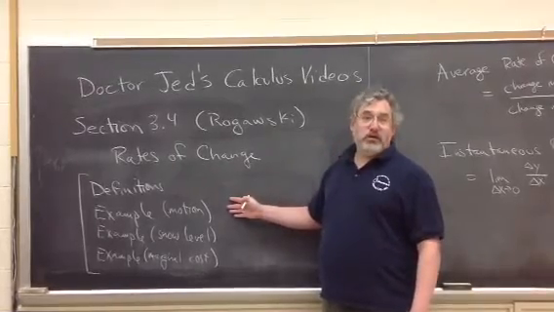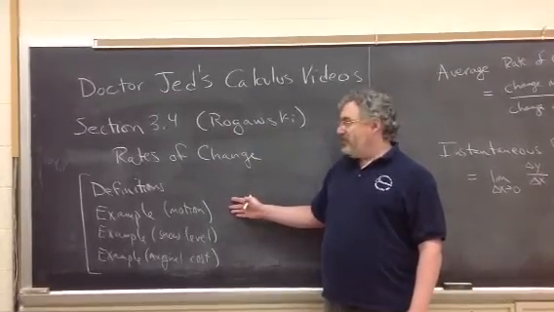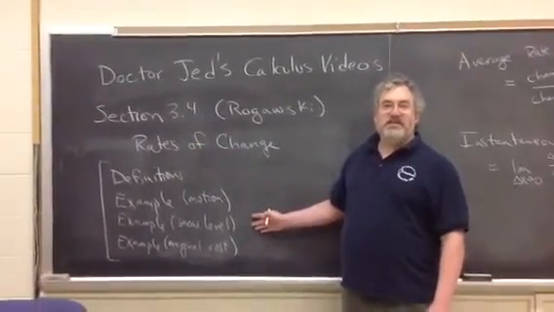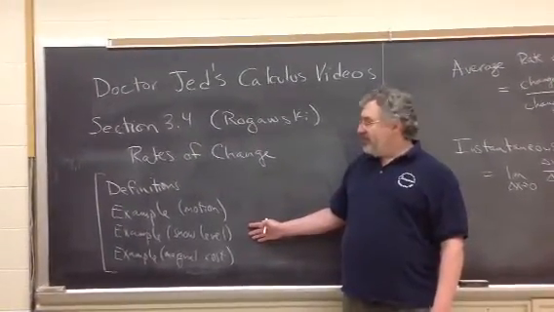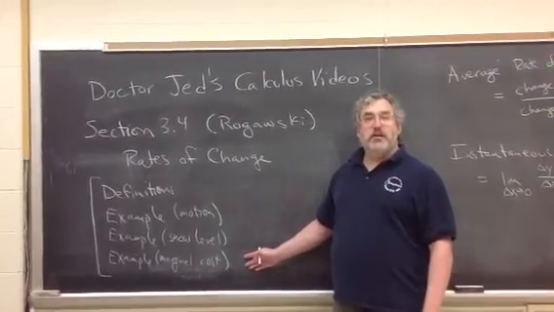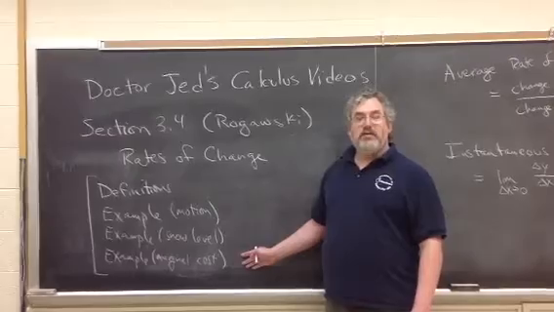An example from motion, the height of an object as it moves up and down. Then an example that might be more relevant is snowfall, approximating from a table. And then an example from economics, a marginal cost example. So, first the definitions.